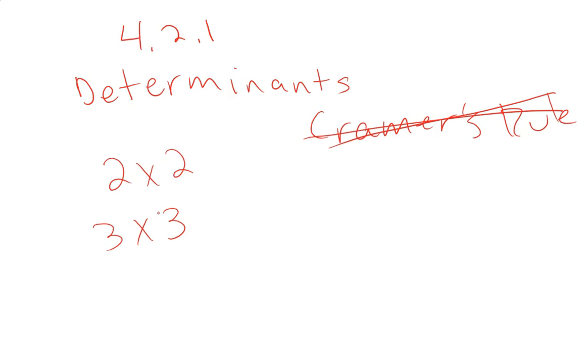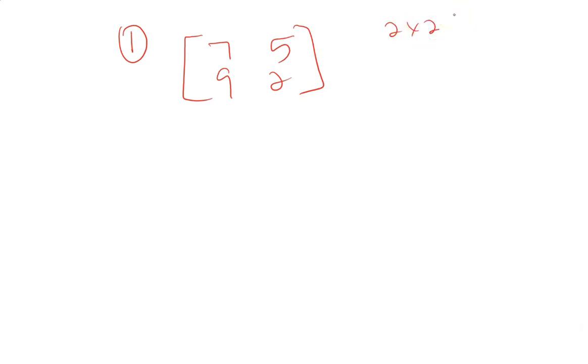I'm going to show you how to find a determinant with a 2x2, and then how to find a determinant on the calculator. So this is number 1, and we have 7, 9, 5, 2. This is a 2x2 matrix, and we're going to find the determinant.